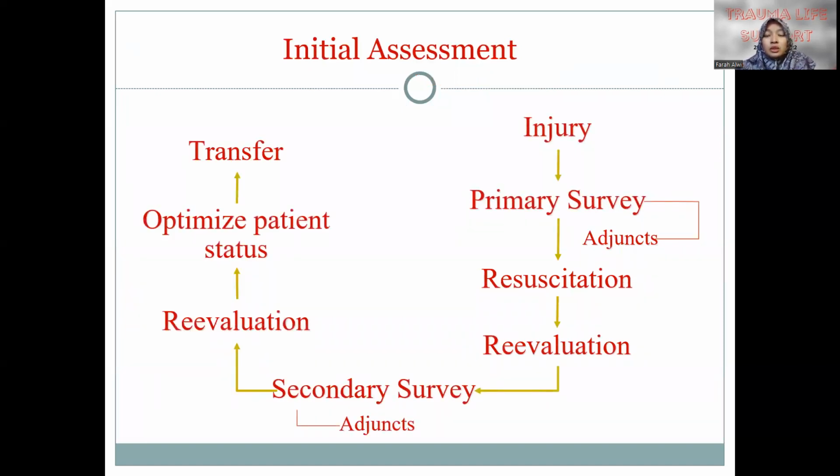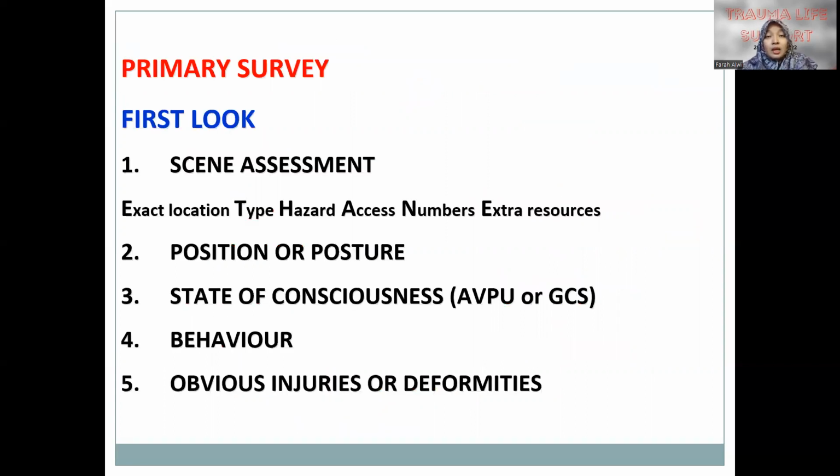Okay, when you have the injury, kita perform primary survey, and we resuscitate according to our primary survey findings. Make sure you evaluate after resuscitation, and then continuous monitoring and documentation. Then you perform your secondary survey and adjuncts. Re-evaluate again and optimize patients for transfer or for admission to the primary team. All right, primary survey.